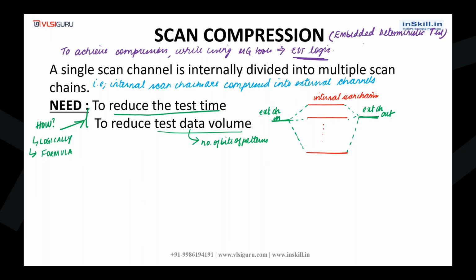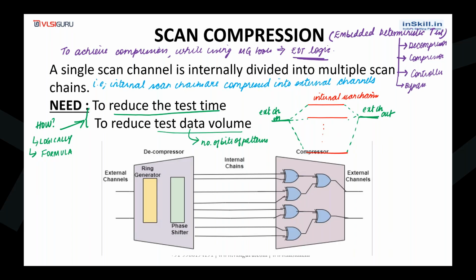Inside this EDT logic, you will be having four components. One is the decompressor component, then the compressor component, then the controller component, and after that the bypass logic. These are the four components of EDT logic: decompressor, compressor, controller, and bypass logic.